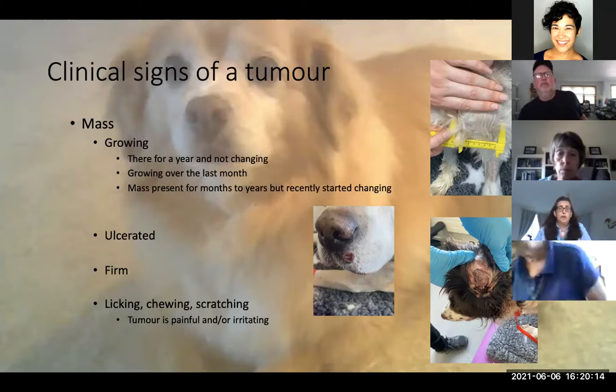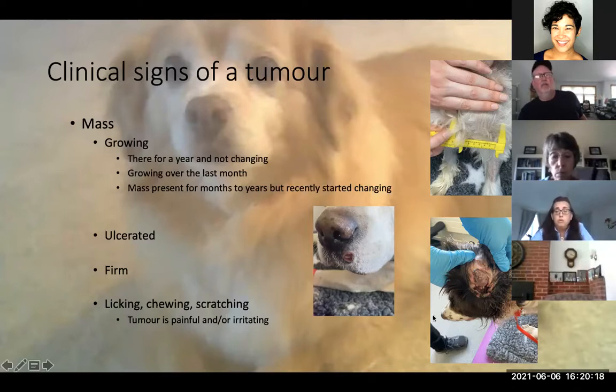Another thing about a mass besides it growing is, is it ulcerated? As you can see, this one on the lip is actually ulcerated. If a mass is very firm, as I mentioned before, going from a soft to a firm mass, that would mean that I was concerned about it. Another concerning thing is the pet licking, chewing or scratching at it. Are they bothered by it? Does it seem to be irritating?